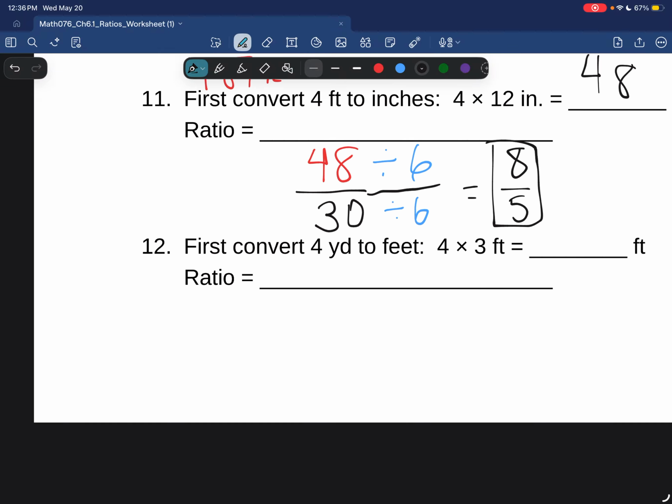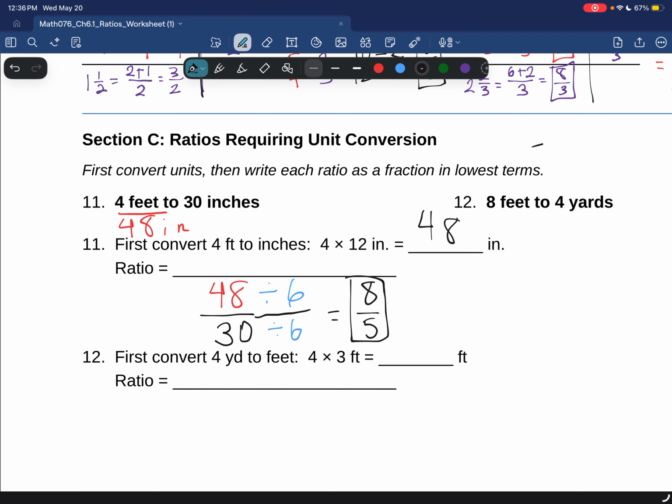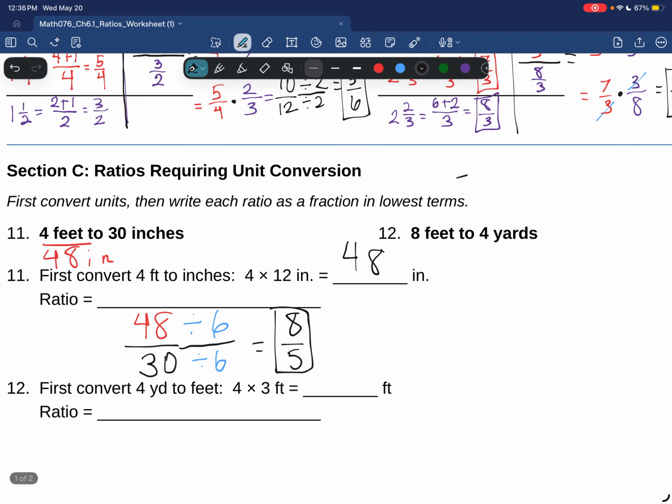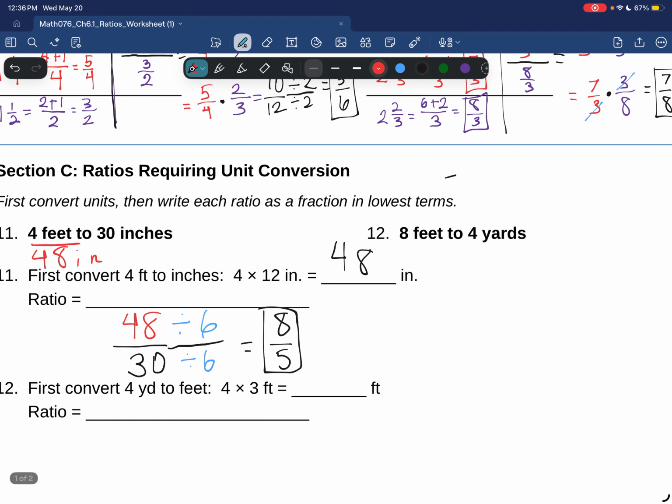Okay, we have 8 feet to 4 yards for number 12. So I'd like to compare those. I'm not in the same terms. I need to convert these yards into feet. There are 3 feet per yard. So 4 yards, 4 times 3 is 12. So I'm going to replace these 4 yards with 12 feet.